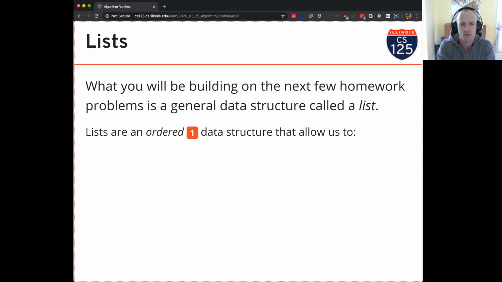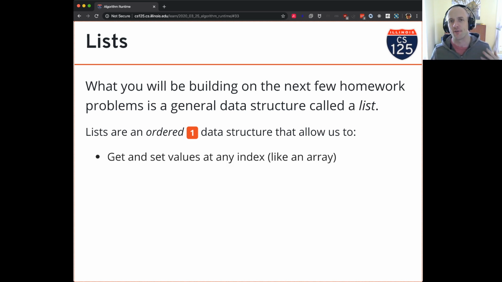So before I wrap up today, I want to introduce the data structures. We'll continue talking about algorithm analysis and data structures on Friday together, but I want to talk about lists because on the next few homework problems, you're going to start building this general data structure called a list. We're going to implement this data structure several times because we're going to use this as a chance to not only strengthen your ability to work with object references, but also give you a chance to do some algorithm analysis, okay? So lists are, on some level, a generalization of an array, right?